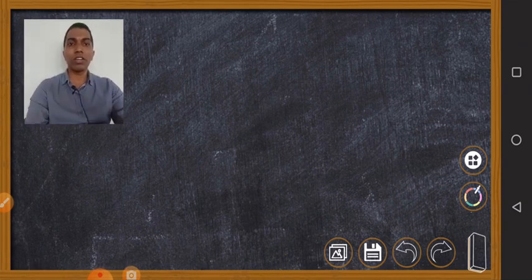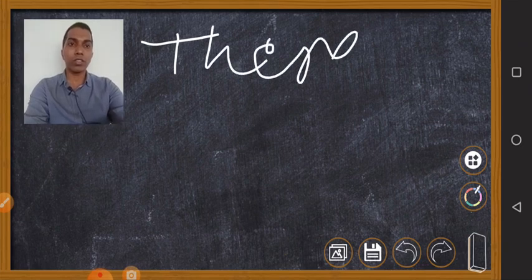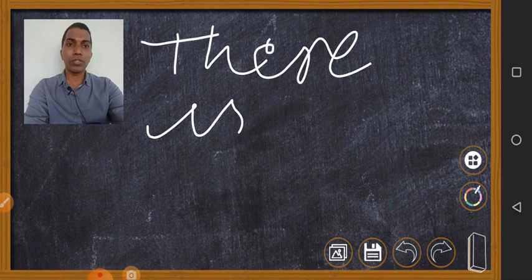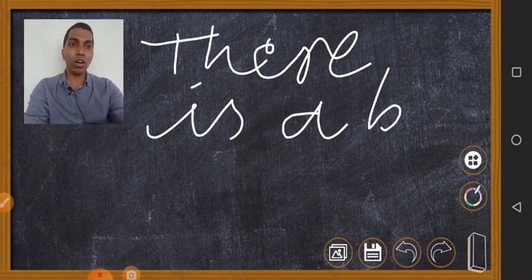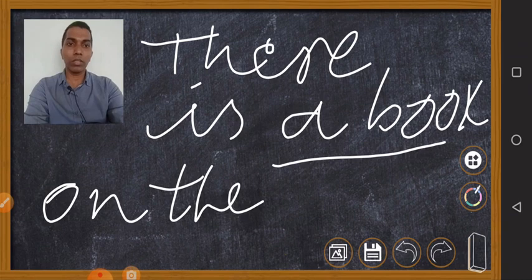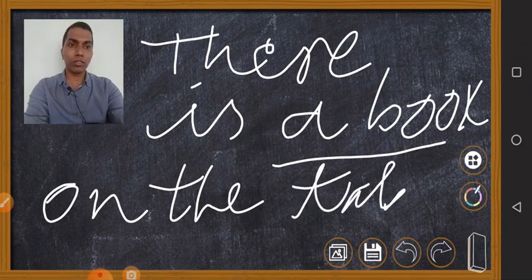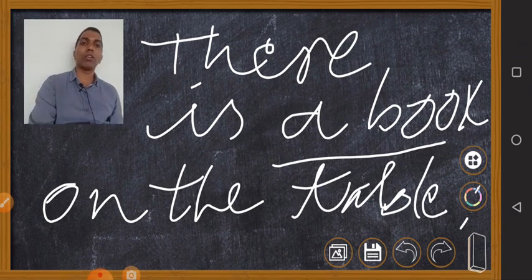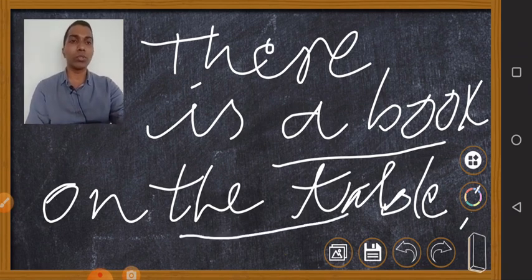Now, I'll write it for you. There is what? There is a book on the table. I'm sorry. On the table. Look at this. There is a book on the table. Look at the two articles used.